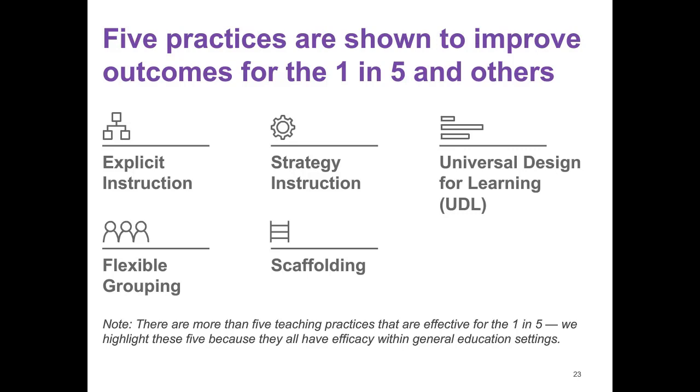And they are explicit instruction, so directly teaching concepts, all of that sort of stuff that goes with explicit instruction, modeling, practice, and assessment. Then strategy instruction, universal design for learning, flexible grouping, and scaffolding. So though information on those is readily available everywhere for teachers, we would recommend that you start, as you're thinking about kids with learning and attention issues, with these 5 practices.